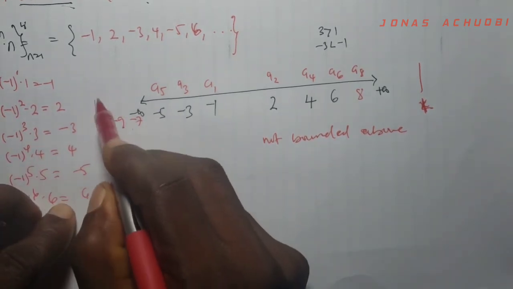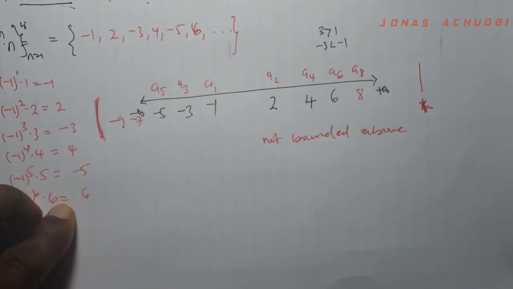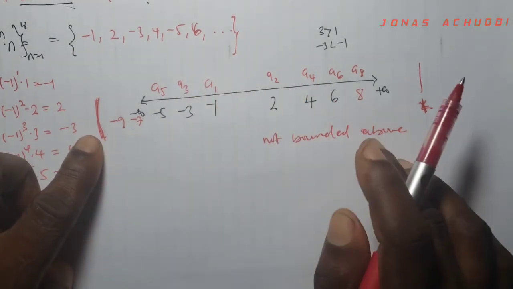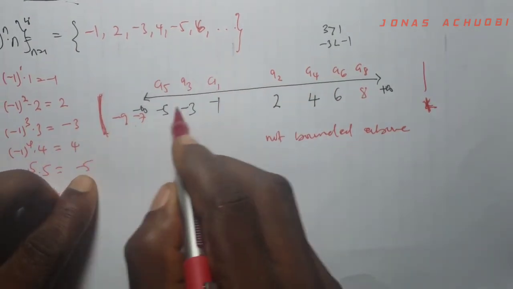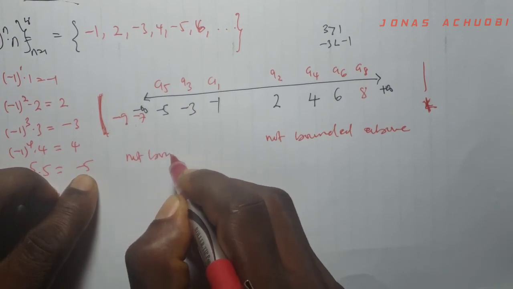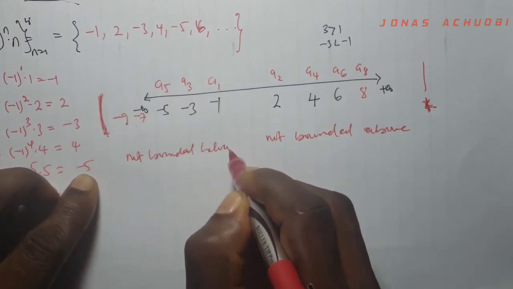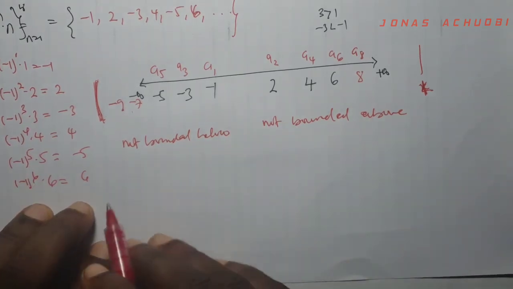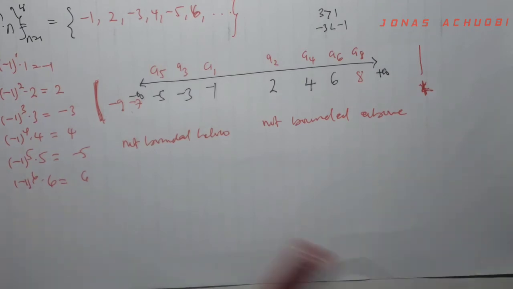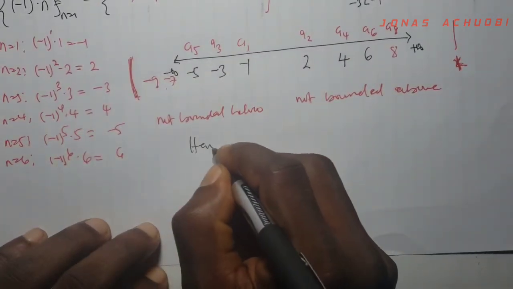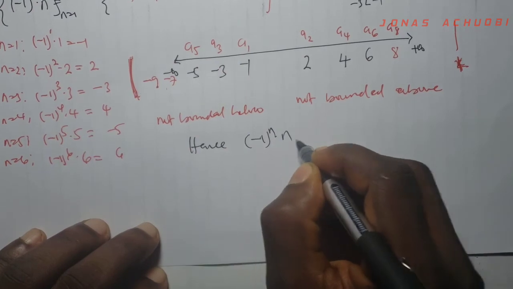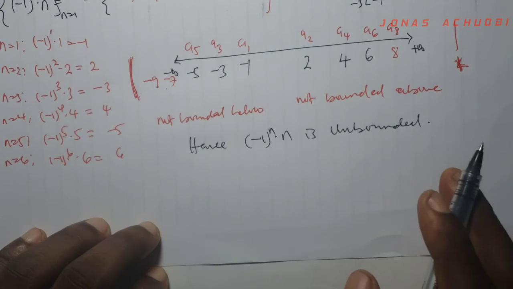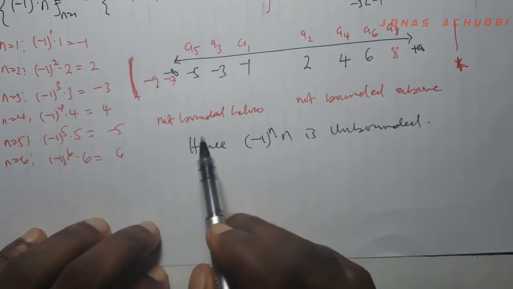And this will continue indefinitely. So there is no single real number to the left that I can say is smaller than every other term of the sequence. Clearly also, this sequence is not bounded below. So this is a clear case of unboundedness. The sequence doesn't have an upper bound and it has no lower bound. Hence, the sequence (-1)^n times n is unbounded.